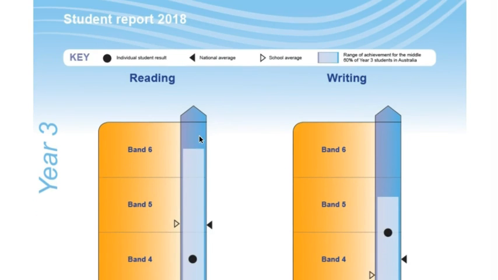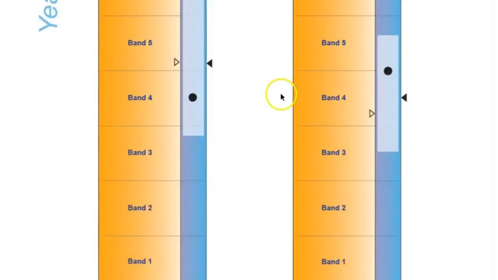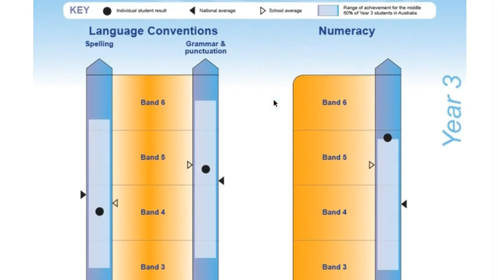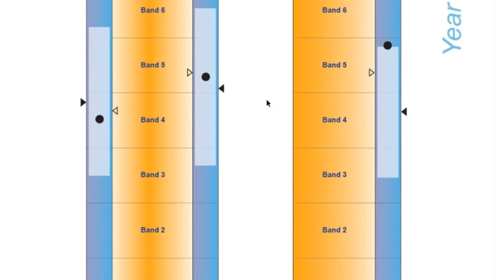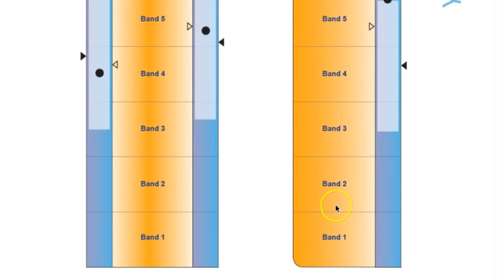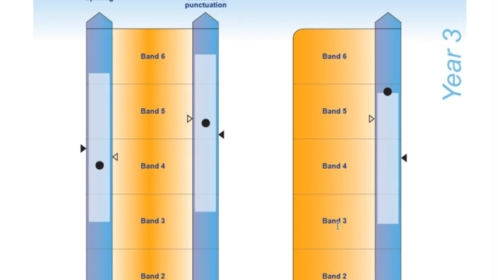There are 4 assessment results, one each for reading, writing, language conventions, and numeracy. The assessment result is shown on a scale, which is divided into bands. For Year 3, bands run from 1 to 6. The national minimum standard is set at Band 2 for Year 3.